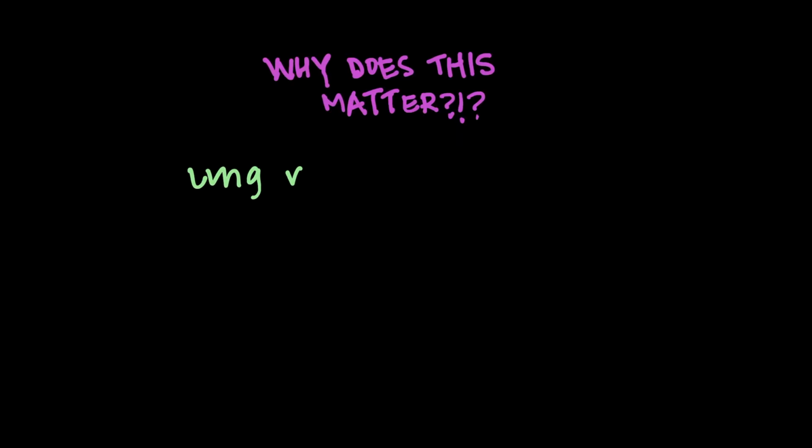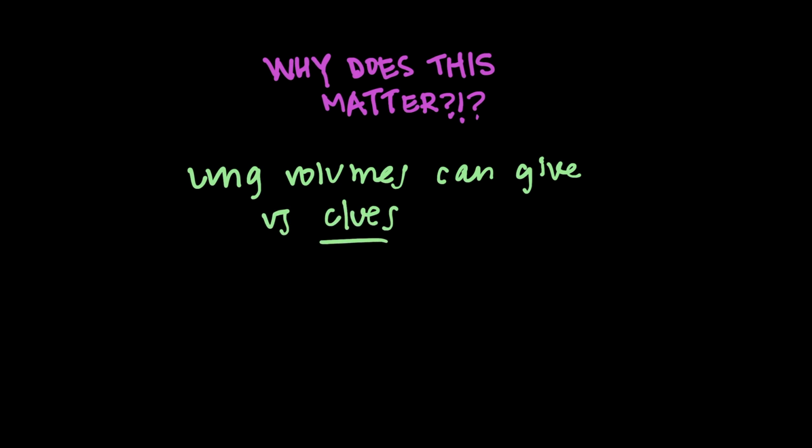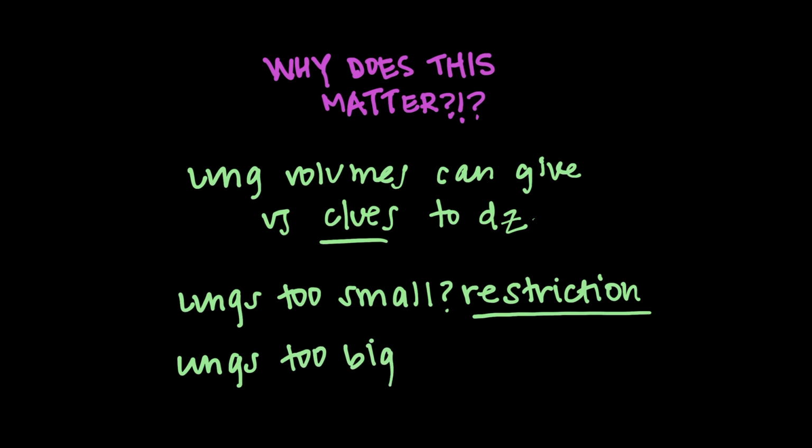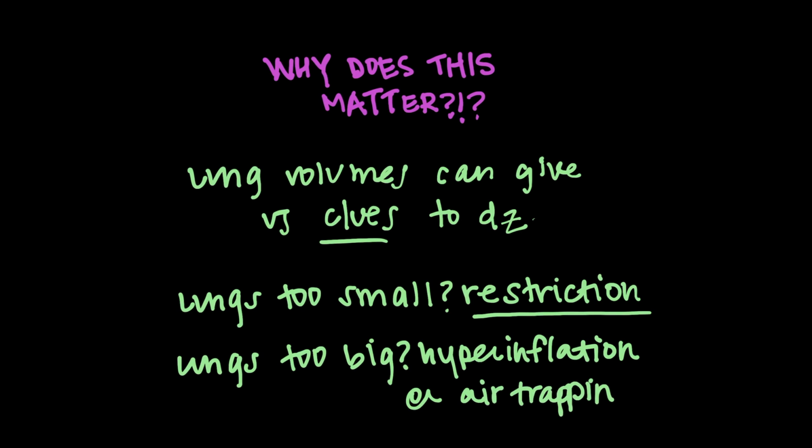So why does this matter? Why do we care about all these lung volumes? So, the reason we care is because lung volumes can give us clues and insight into the underlying disease process that's going on with the patient. So for example, if your lungs are too small, then that would be indicative of a restrictive disease process, as mentioned before, like chest wall disease, obesity, fibrosis. If your lungs are too big, then that may be indicative of something like hyperinflation or air trapping, which we actually see with the patients with airflow limitation, like asthma and COPD.